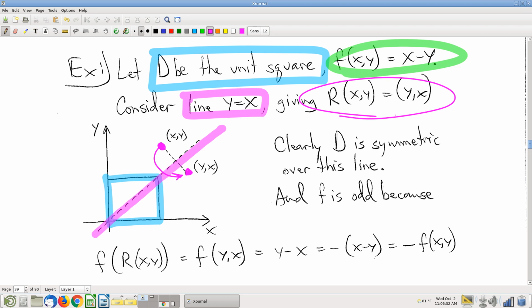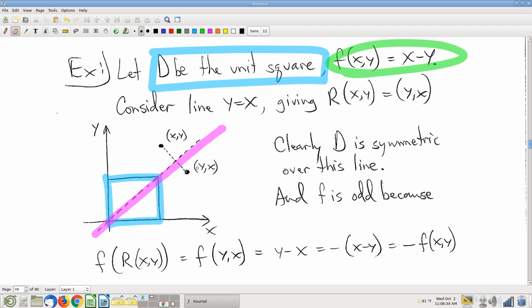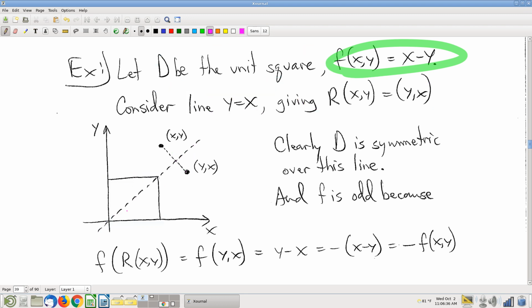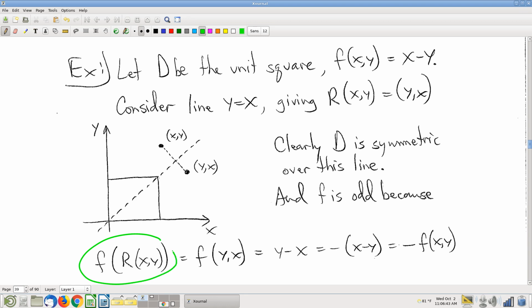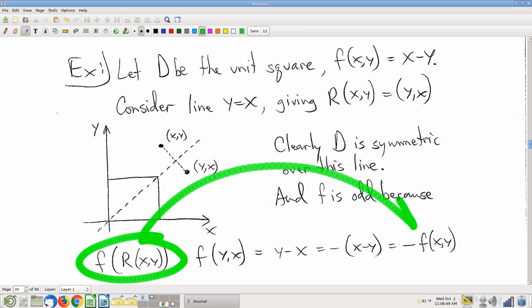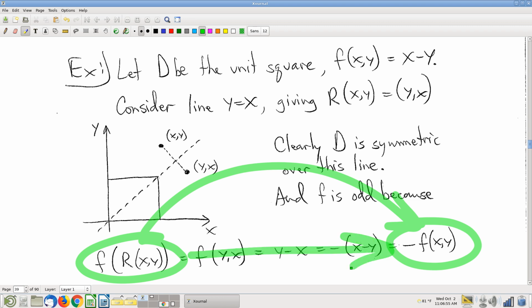Now again, I claim that this function has odd symmetry. The way you show that a function has odd symmetry is you need to compute f at the reflection, and you need to show that you get the negative of the original value of f. Here's that calculation. Let me walk you through the details of that calculation.